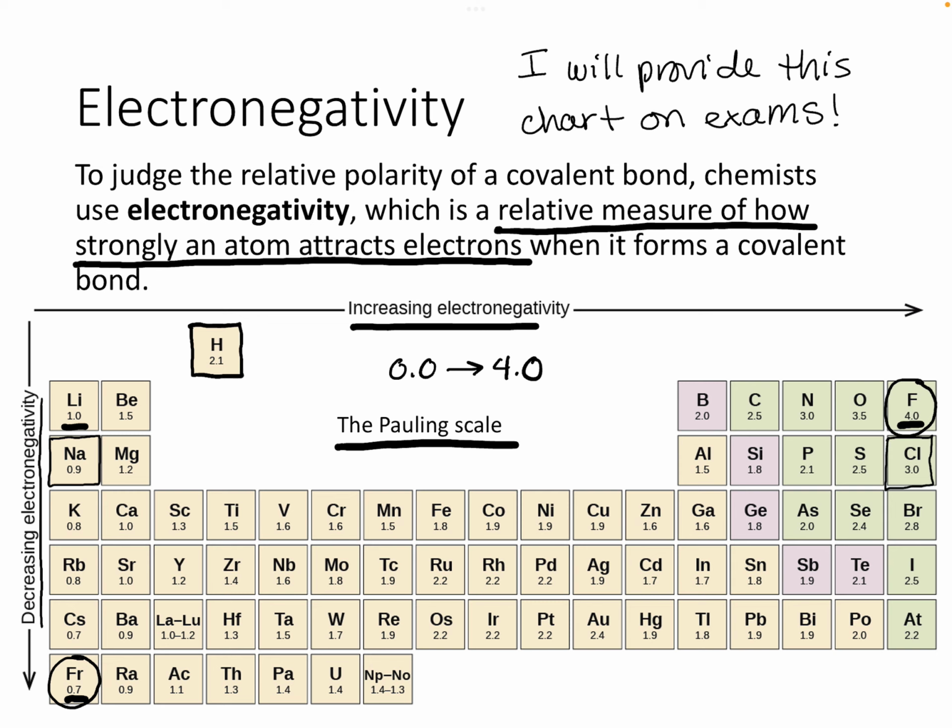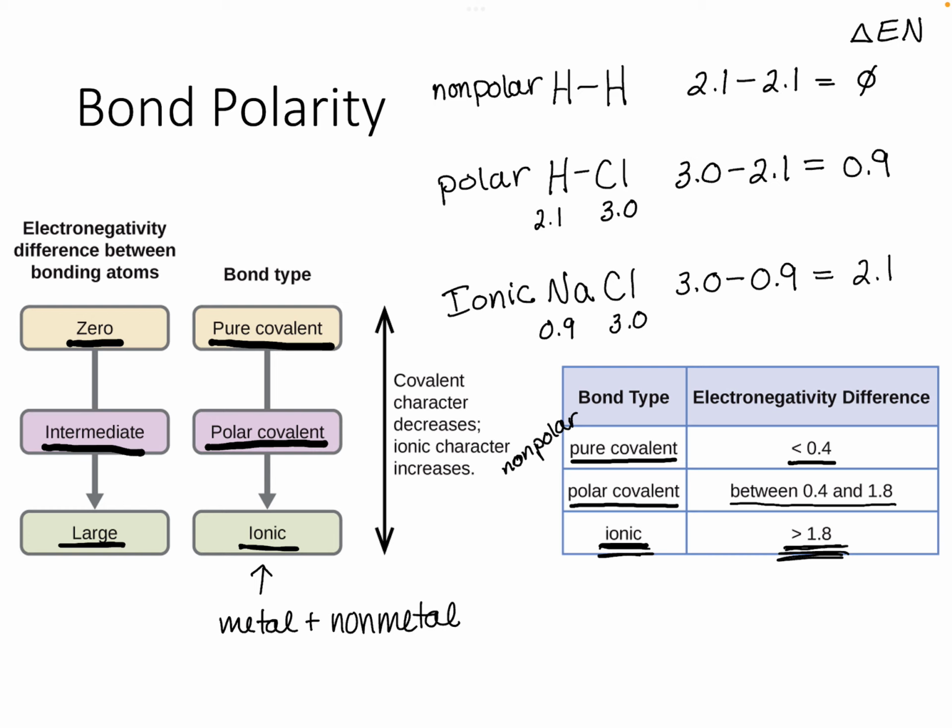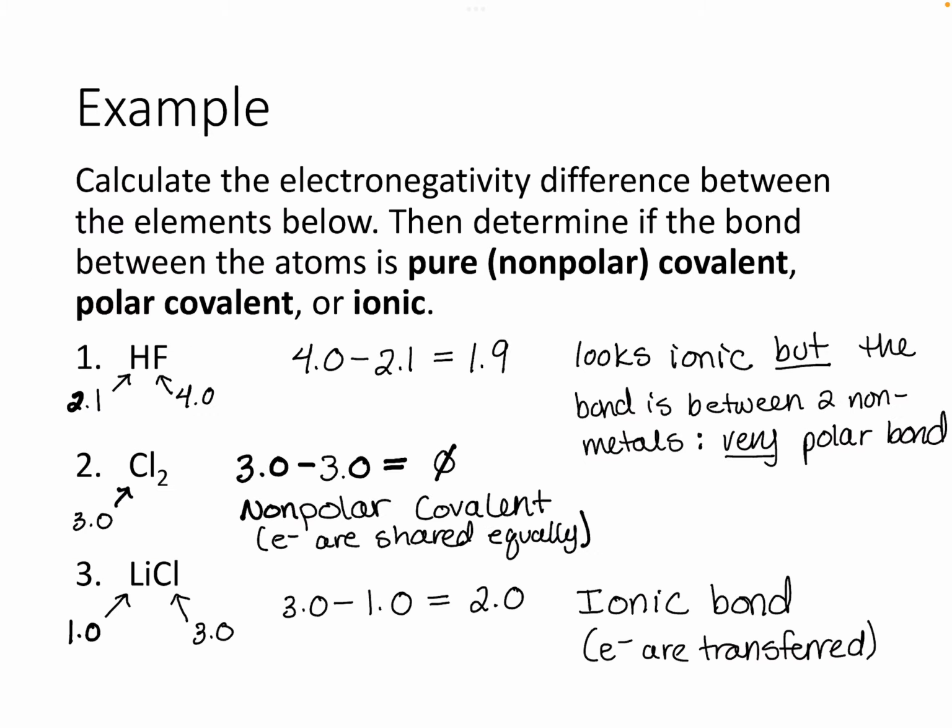Now, on this next slide, the table here, that I do want you to memorize. So remember that nonpolar bonds will have an electronegativity difference less than 0.4. Polar bonds will have an electronegativity difference between 0.4 and 1.8. And then ionic bonds will have a difference greater than 1.8. So that part I do want you to remember, but the table I'll provide on exams or quizzes.